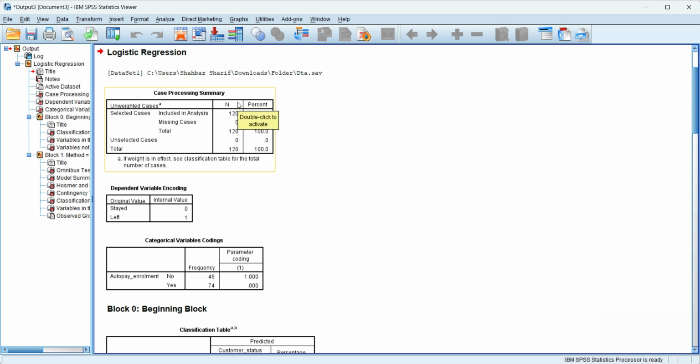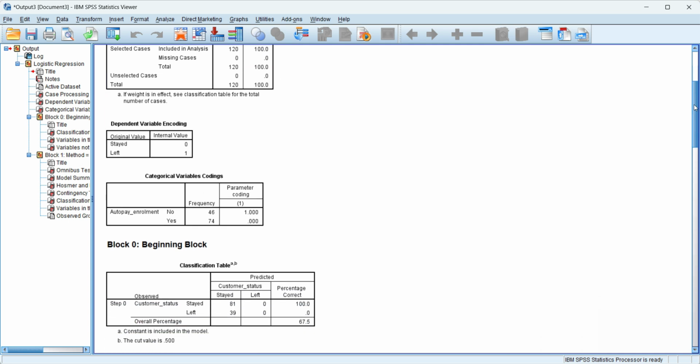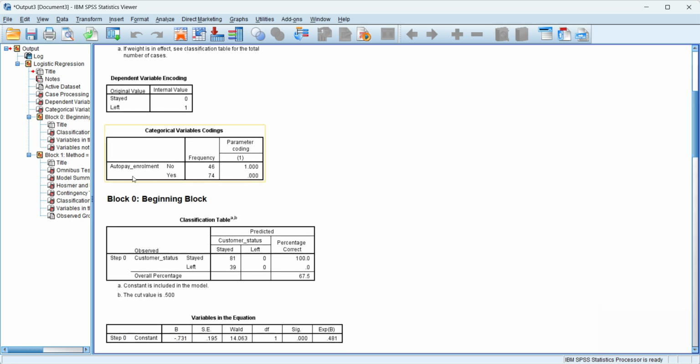Total number of sample is 120, and the dependent variable coding is as we coded: the outcome variable customer stay equal to 0 and customer left equal to 1. The categorical variable coding, as this was the dichotomous variable auto pay enrollment, we coded no equal to 1 and yes equal to 0. There were total 46 responses about no auto pay enrollment and 74 said yes to auto pay enrollment.